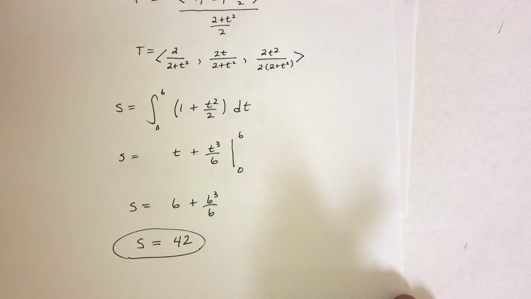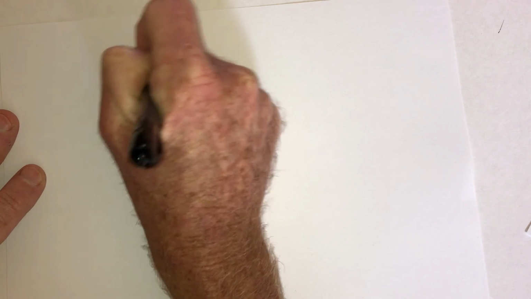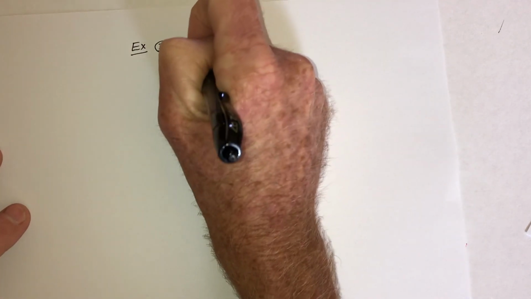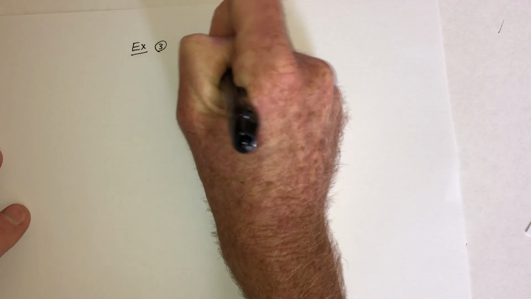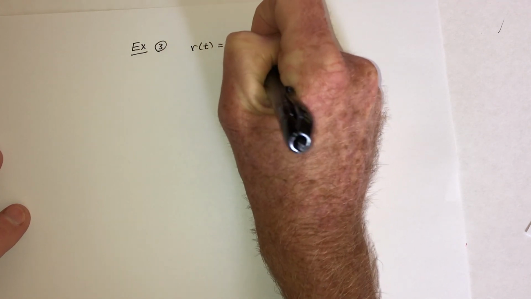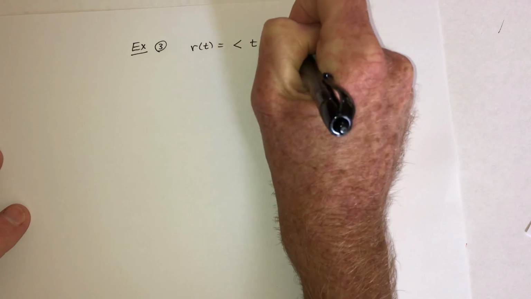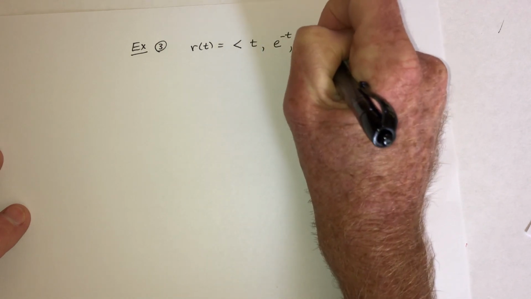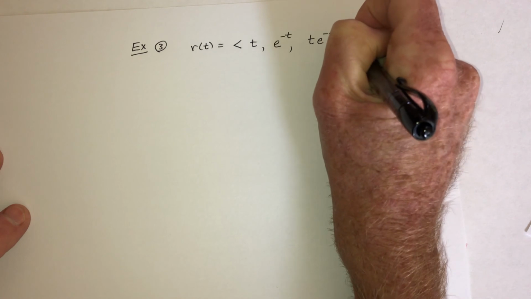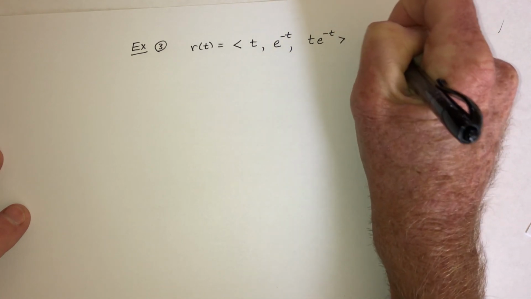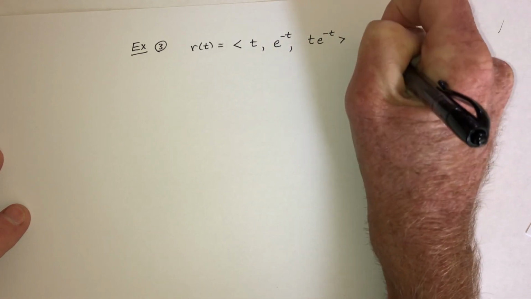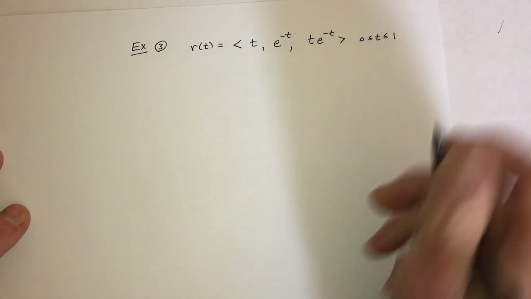Now, I want to do one more. So for example number 3, with this one, just find the arc length. And then the function is t, e to the negative t, and t e to the negative t. And then t is going to range between 0 and 1.